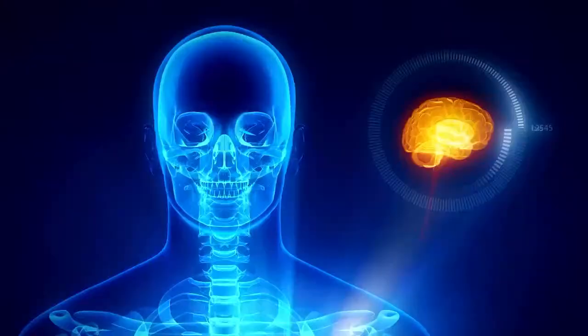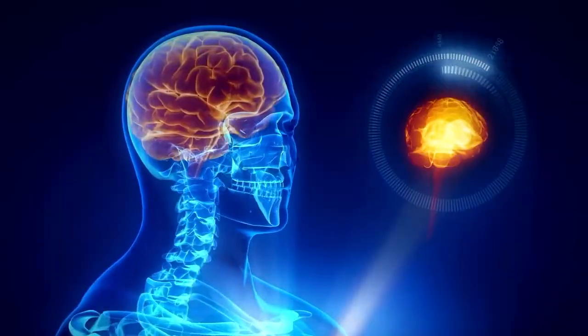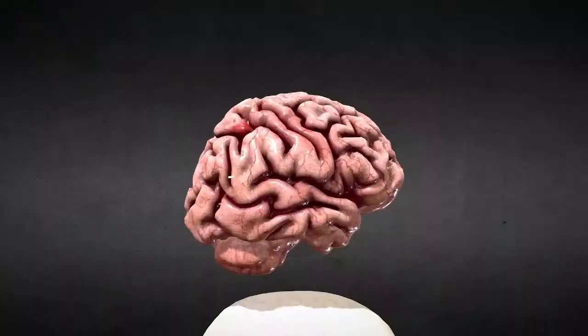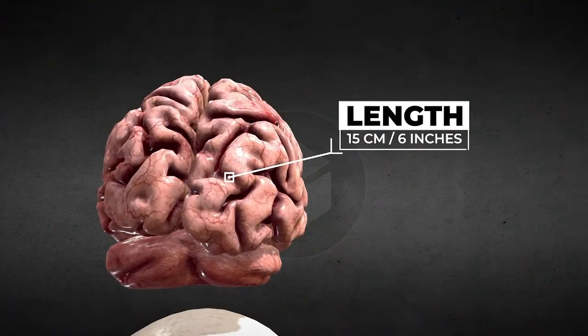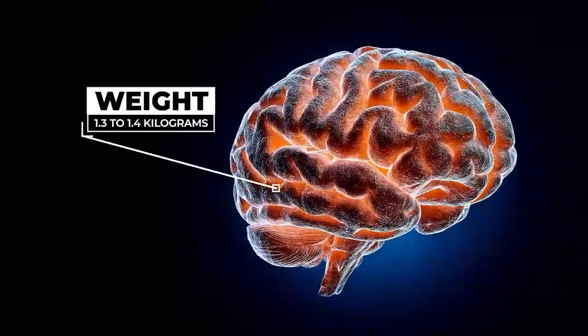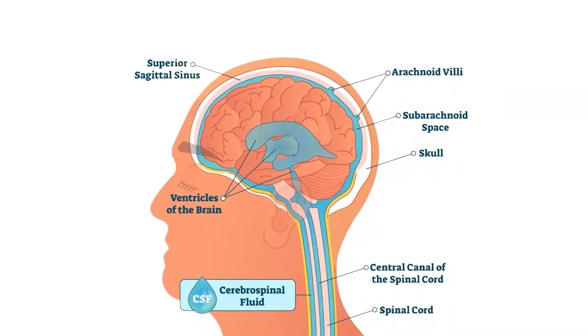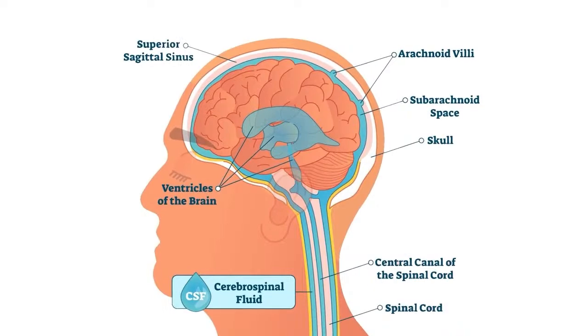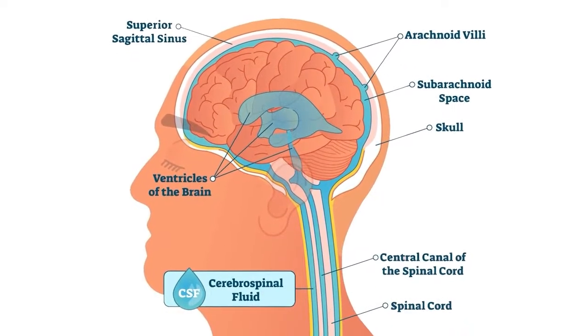An average adult human brain is about the size of a medium cauliflower, measuring roughly 15 centimeters or 6 inches in length. It typically weighs approximately 1.3 to 1.4 kilograms. It is surrounded and protected by cerebrospinal fluid which cushions the brain and helps to remove waste.